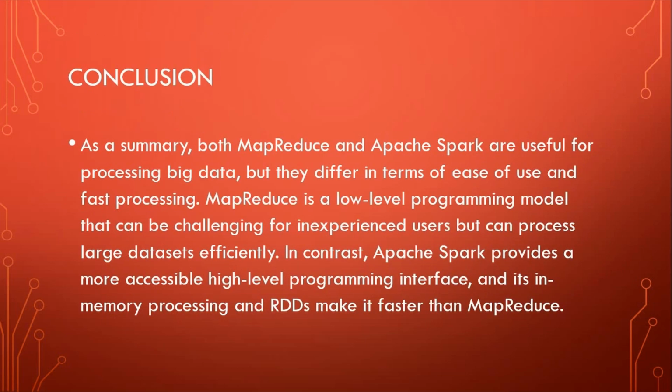As a summary, both MapReduce and Apache Spark are useful for processing big data, but they differ in terms of ease of use and fast processing. MapReduce is a low-level programming model that can be challenging for inexperienced users, but can process larger datasets efficiently. In contrast, Apache Spark provides a more accessible high-level programming interface, and its in-memory processing and RDDs make it faster than MapReduce. So this is the conclusion of MapReduce and Apache Spark.